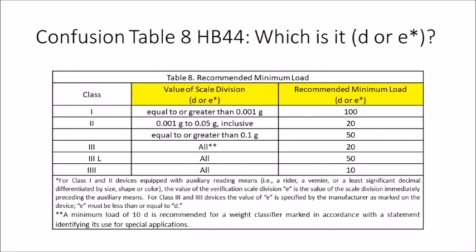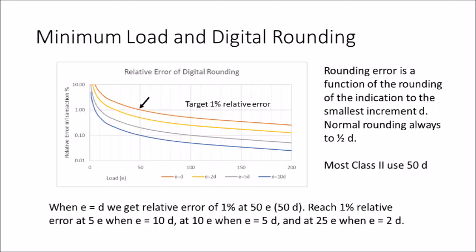And so I asked the question, what is this minimum load all about? Minimum load is about rounding error. And we basically round to D, the smallest increment of the instrument, and it's always to a half a D. So if we take a load of 2.5 D on our instrument, we have to either call it 2D or 3D. And therefore we make a half a division error in 2.5 divisions of load, which is a 20% relative error. What the codes try to do is limit that.